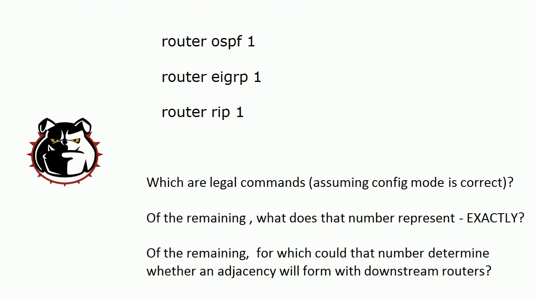The commands I'm looking at are router OSPF 1, router EIGRP 1, and router RIP 1. Of those three commands, first off, assuming the config mode is correct, which of these are legal commands? Second question, of the remaining, what does that number represent exactly? And I don't use uppercase too often, so very important detail here. And then the third question, of the remaining, which could that number determine whether an adjacency will form with downstream routers? So a three-part question.